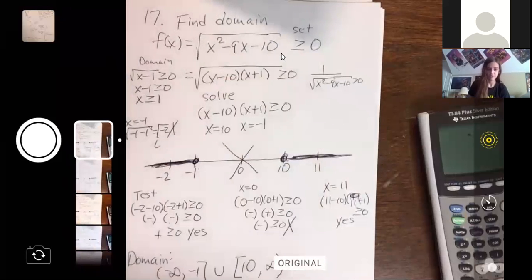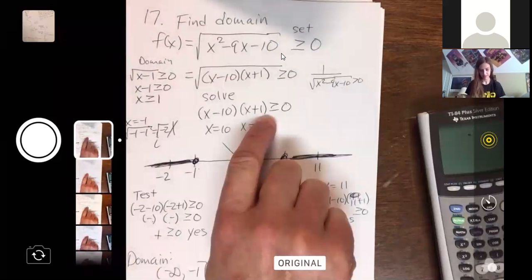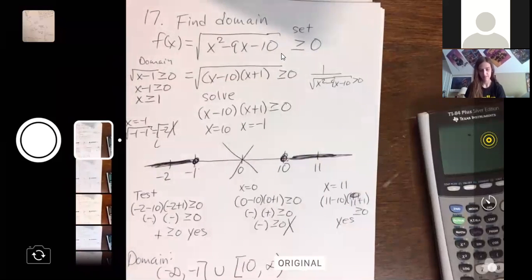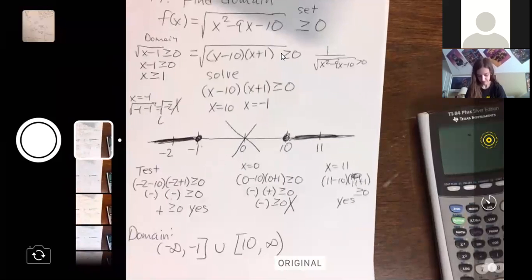Okay. Questions about that? The brackets are only solid if the circle's colored in, right? That's correct. And that comes from being the or equal to. Okay. Yep. That's perfect. All right.